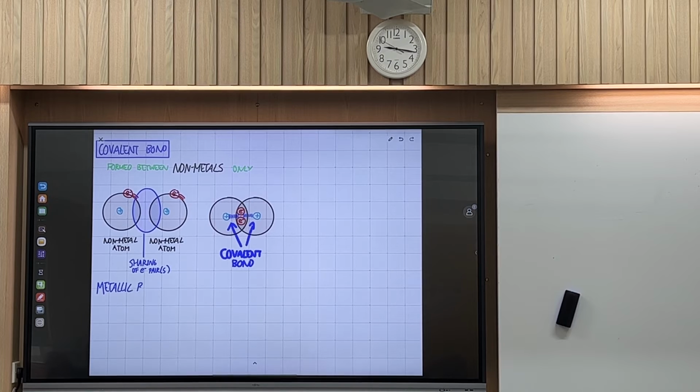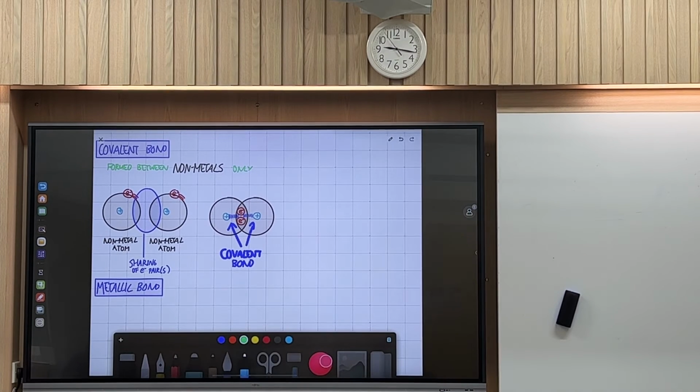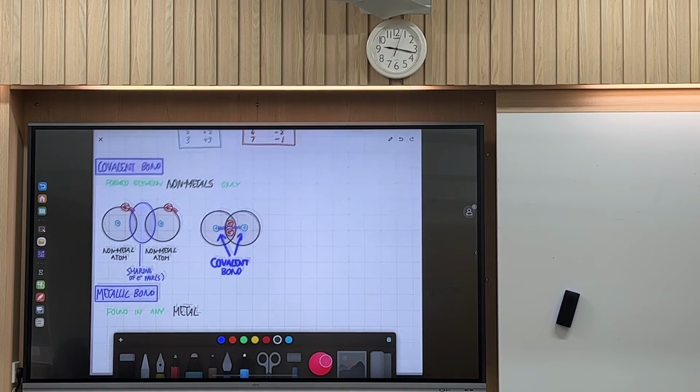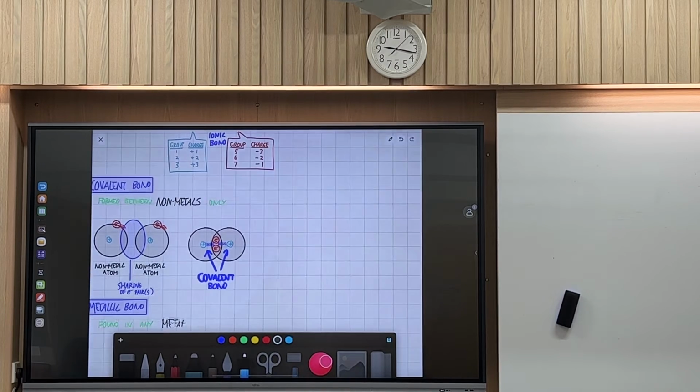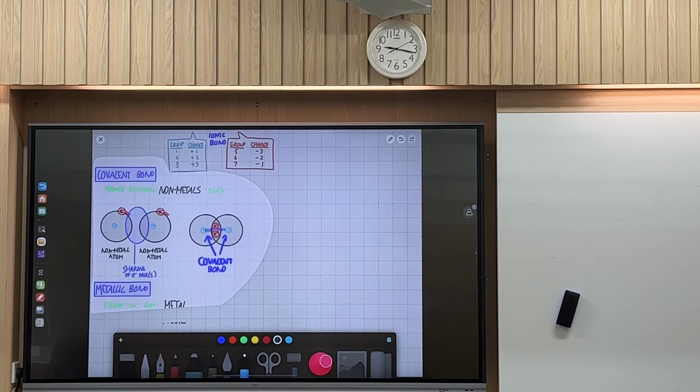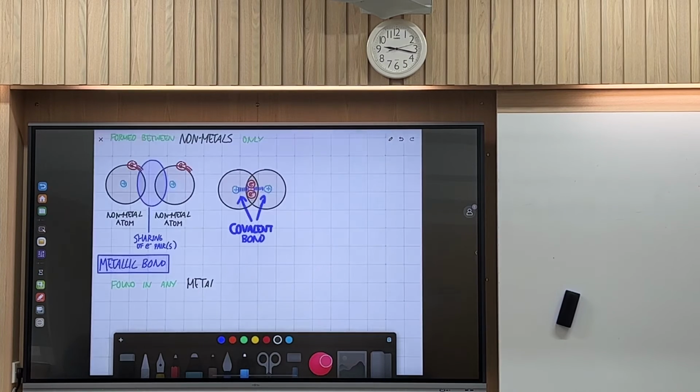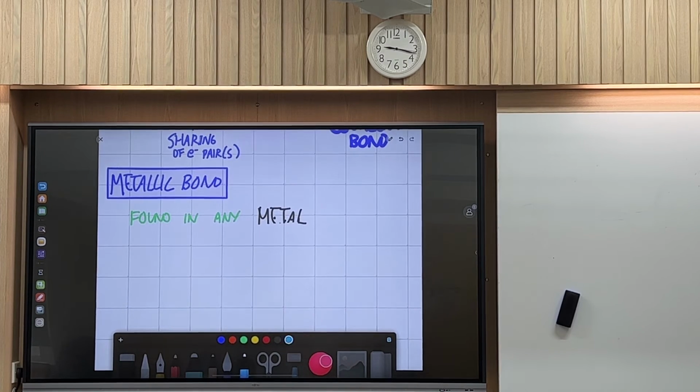So metallic bond is found in a single metal. So it is found in any metal. For example, we have sodium. Okay, so let's take sodium as an example here. So we have sodium. Right. So sodium has atomic number 11.